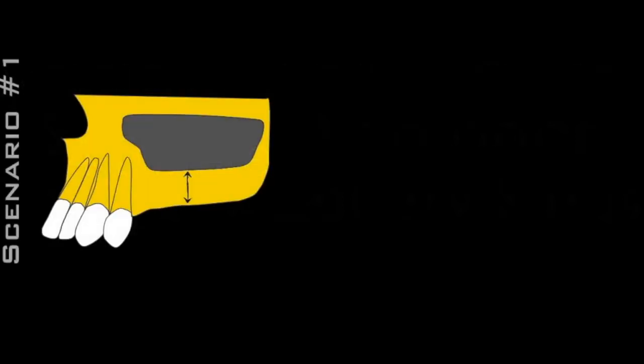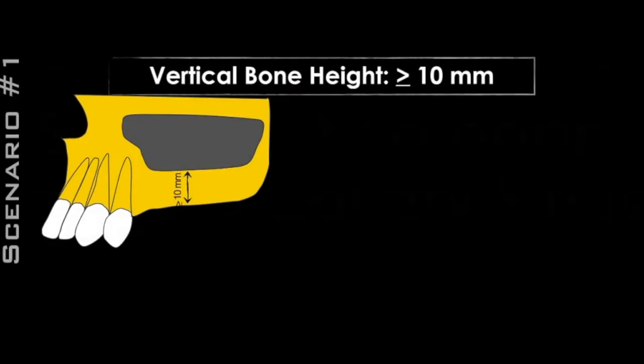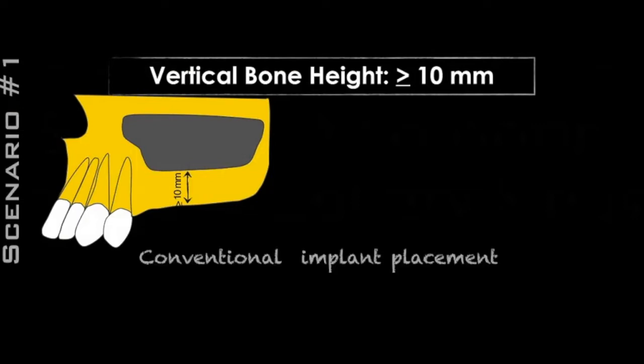So our first scenario is when you have 10 millimeters of vertical bone height and adequate bone width. You may need to do some bone grafting on the buccal, or not, if you don't have enough bone width. As we said, our ideal implant height is going to be 10 millimeters. Very simple. You could do a conventional implant placement. Don't even think about the sinus.